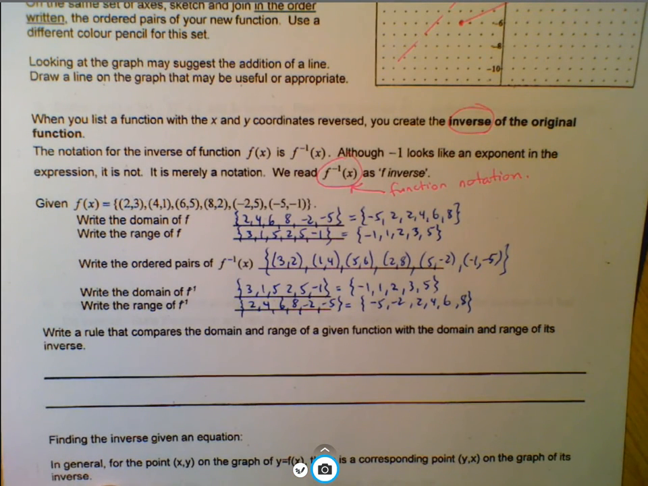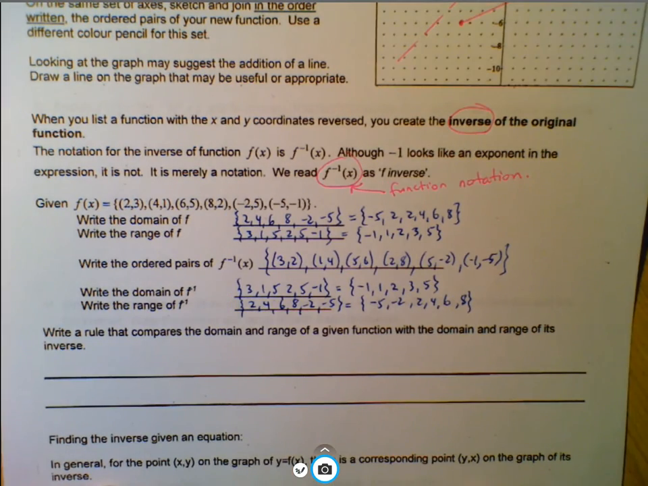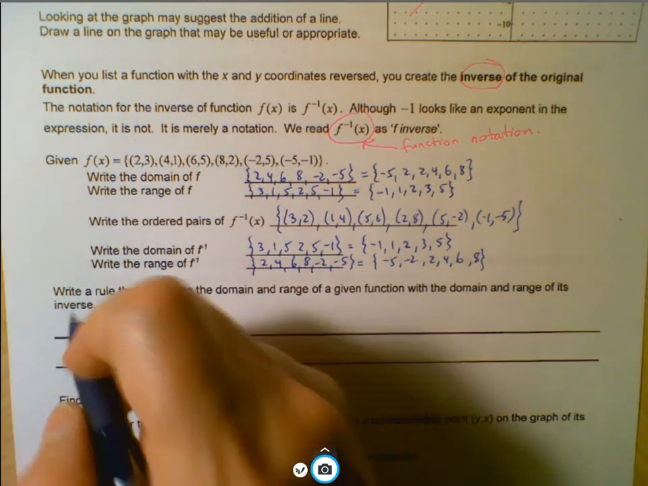Well, if we're going to swap the values of x and y, then we're actually going to swap the domain and the range, right? Because domain's all the x's and range is all the y's. So what is true about the domain and range of the function compared to the domain and range of the inverse? Right, so let's write it in a sentence.